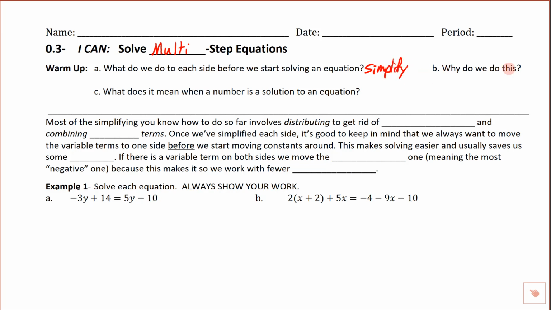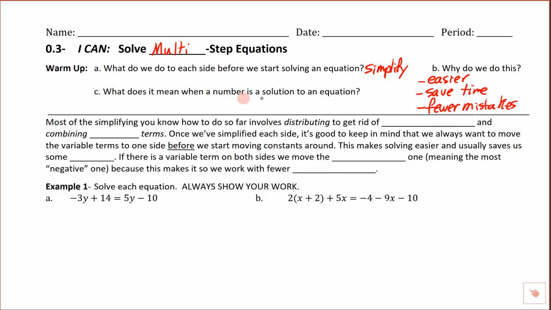Now, why do we do this? Well, generally, it makes it easier. It saves time. And this is the big one: fewer mistakes. We generally will make fewer mistakes if we simplify something, and that's just common sense. Would you rather work with something that's complicated, or something that's simple? That's what we do when we simplify things. We're going to simplify each side to write each side as simply as we possibly can.